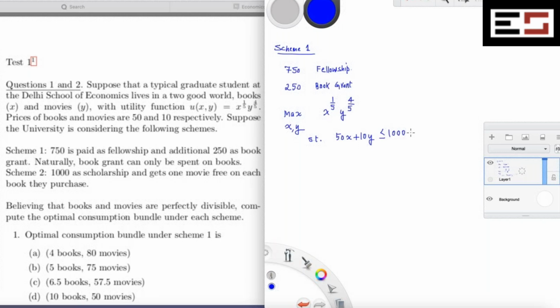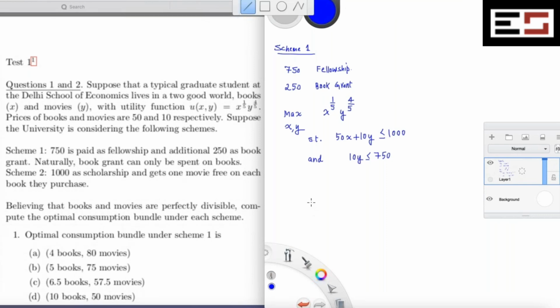Then there is another constraint: the amount spent on movies cannot be more than 750, because you cannot buy movies with the book grant. Is that clear? If you want to find the optimal consumption bundle under scheme 1, this is the problem you need to solve. Now it is all about plotting and solving the problem properly. So let us do that. If we plot this, this is how it's going to look.